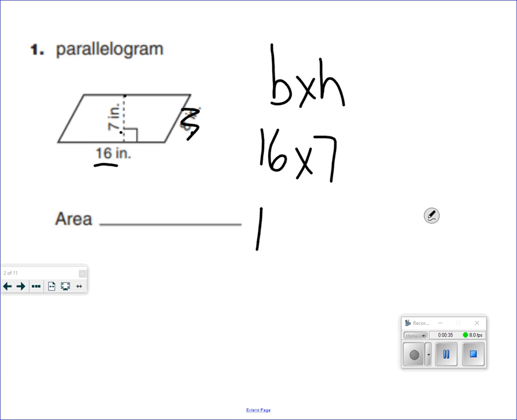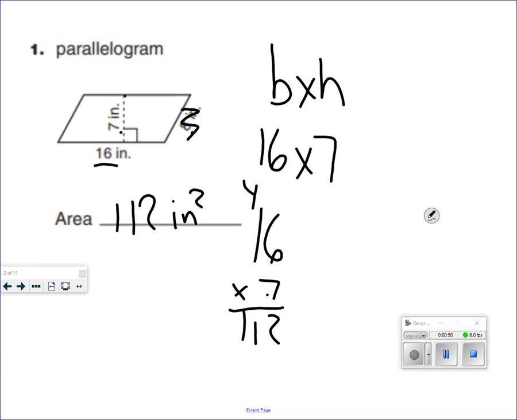So we have to do 16 times 7. 6 times 7 is 42. 7 times 1 is 7, plus 4 is 11. So my answer is 112. And now I have to make sure I label it inches squared. Let's move on to the next problem.